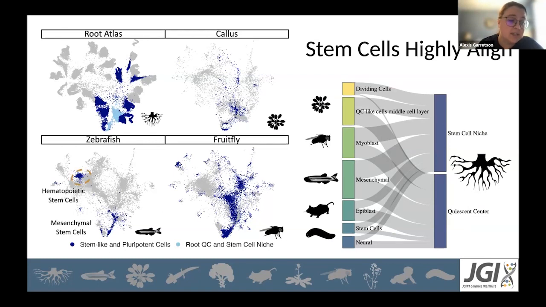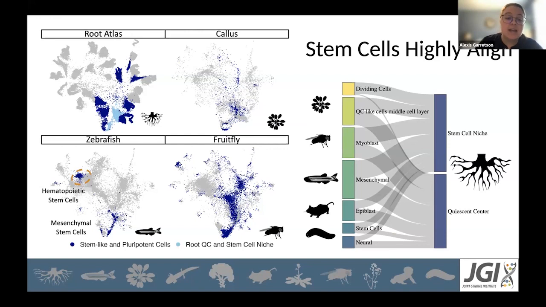But on the zebrafish in particular, there's a second region of stem cells. And that's because the zebrafish data set actually had two types of stem cells, the hematopoietic and the mesenchymal stem cells. And the hematopoietic stem cells are not necessarily as active in the regeneration of the caudal fin for the zebrafish. Instead, they're more involved in the continuous production of blood products. So they're in a more quiet state in this particular data set.